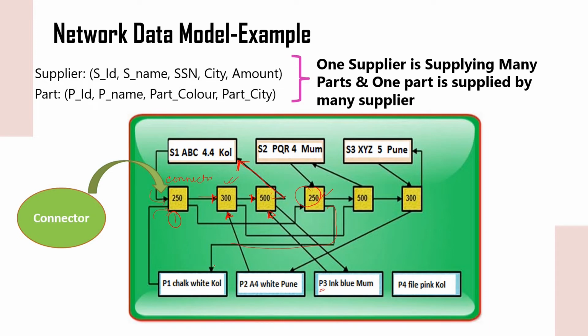Similarly, I have to do the same for S2. That means for S2, I have to create a connector record 250, 500 coming back. Again, for part P2 also, I have to do this kind of connector record. So from here, you can understand this is a very, very complex structure, isn't it? The network data model is a very complex structure, but it has some advantages.